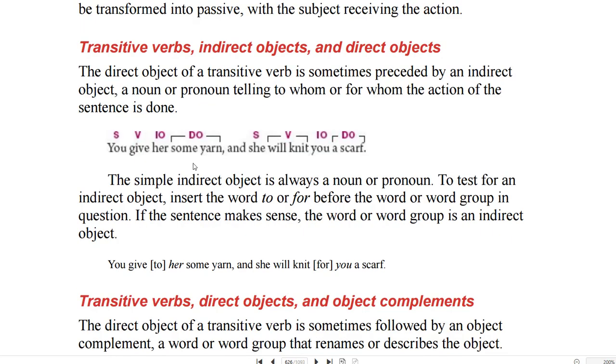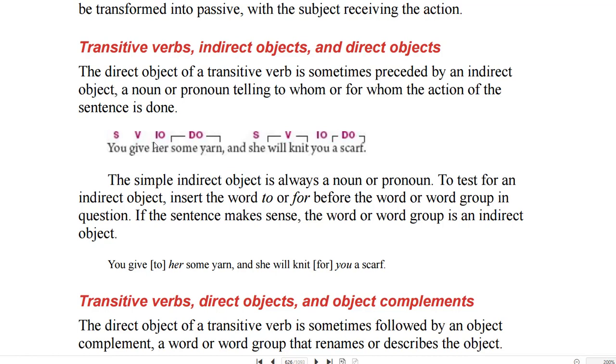You give her some yarn. So you is the subject, give is the verb, her is the indirect object. Why is this an indirect object? Because you give to her some yarn. And because you have the to over here, that makes this an indirect object. Also, normally you would say you give some yarn to her. That's how it's normally done. So when you have to plus the verb, the infinitive form, it becomes an indirect object.